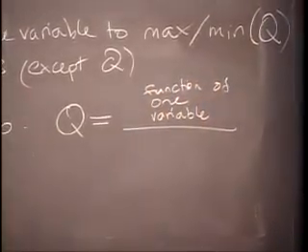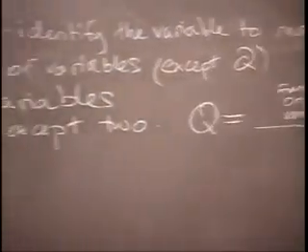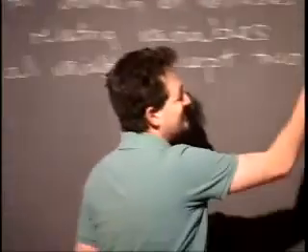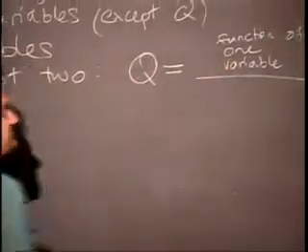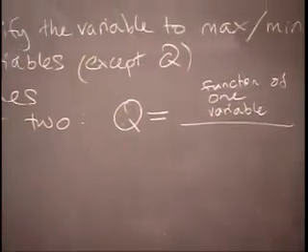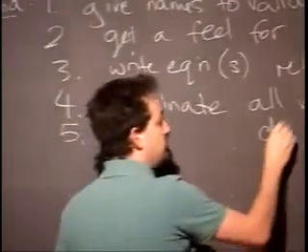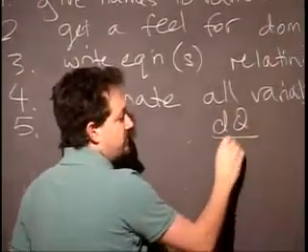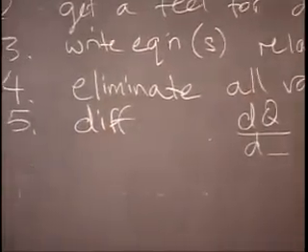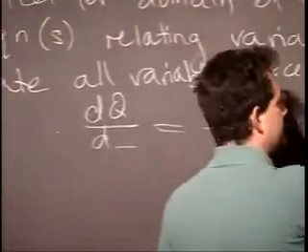One of the variables there. That's what you'd like to do. You'd like it to be Q equals this. So this is the thing you're trying to maximize or minimize, and it's a function of the one variable, so in step 5 you can differentiate, and you get dQ/d whatever the variable is, equals some function there. And you can use this to find the critical points.